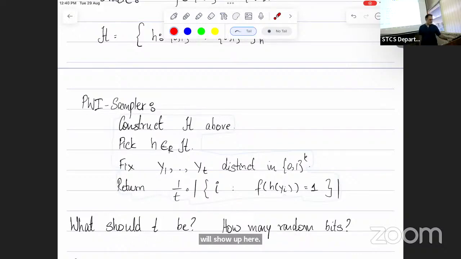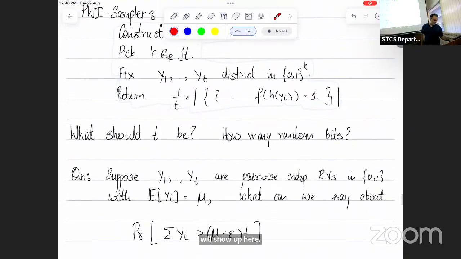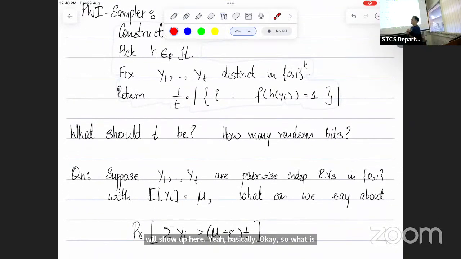So, what I want is the following. I basically want to understand this. I give you a bunch of y1 through yt. Previously, these were independent, but now they are not independent. They are maybe pairwise independent.